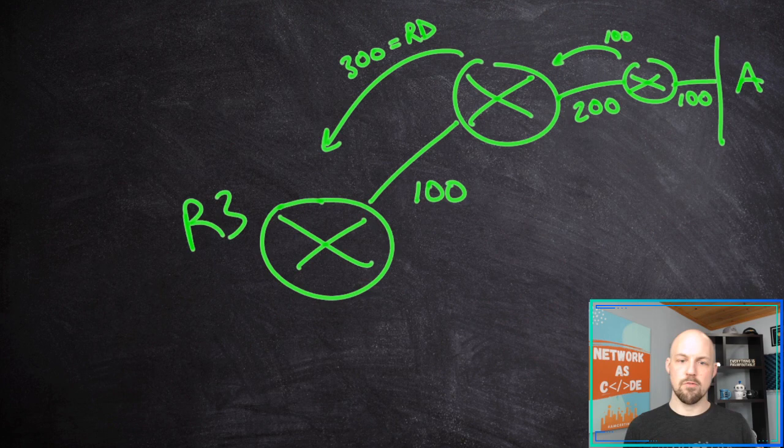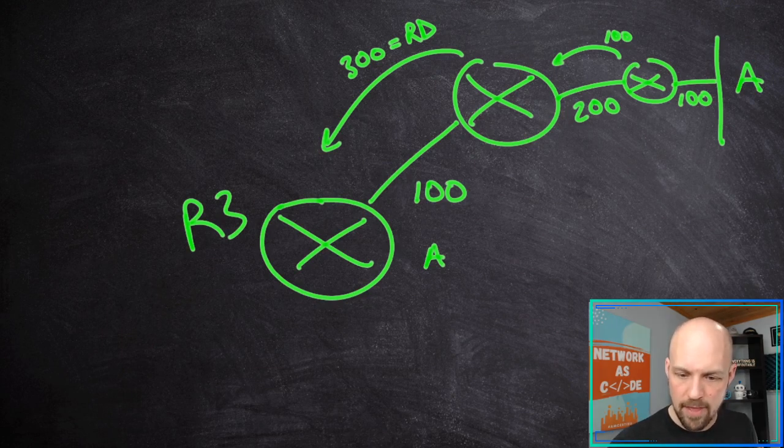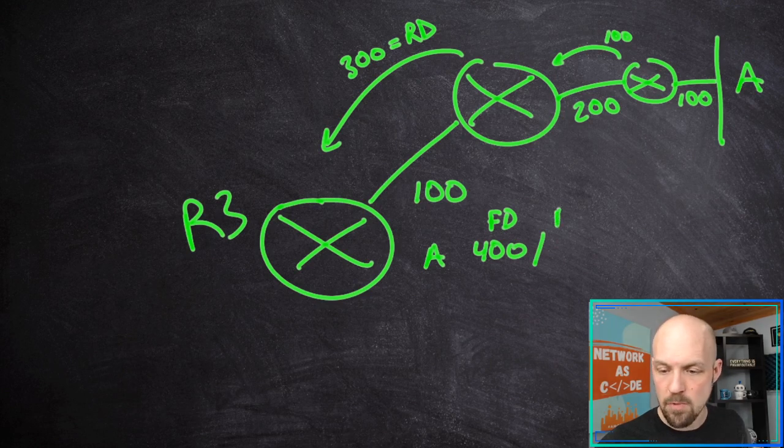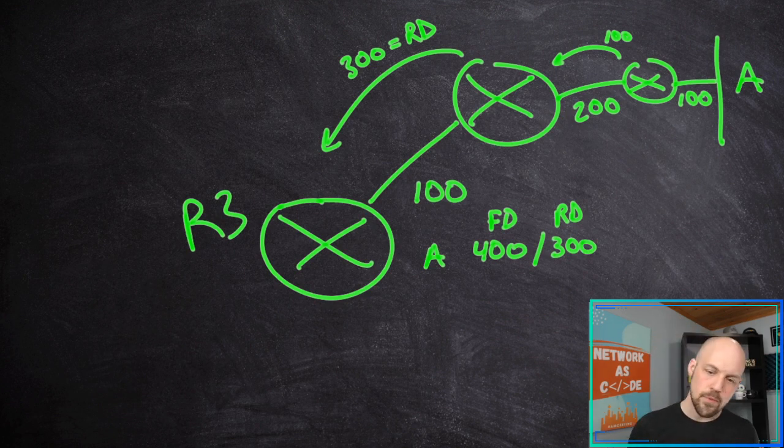And so the reported distance is still stored in the topology table, and there's a reason for this. We've got to keep track of both of these numbers independently. So router 3 is going to say, okay, for network A, we're going to write this down as saying that I can get there in 400. This is the feasible distance. Again, it's weird that they picked the word feasible, but hey, it is what it is. The feasible distance is 400, and the RD or AD, whatever we want to call it, the reported distance, is 300. Okay. The reported distance is important because let's do another quick example here.